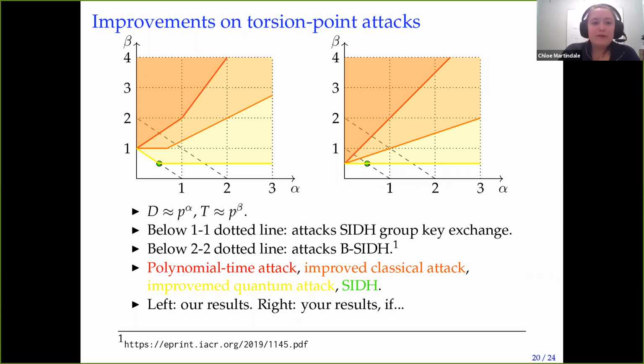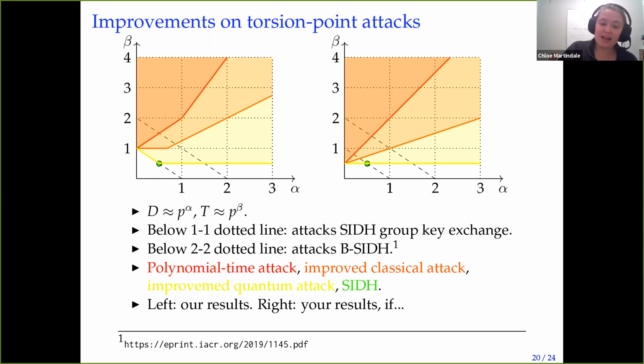And essentially, we feel like these lines shouldn't have an angle in them, and it must be possible to get the picture on the right. And it would be possible to get the picture on the right if the pre-computation cost was better. So the sticking point here is the pre-computation cost of the algorithm.